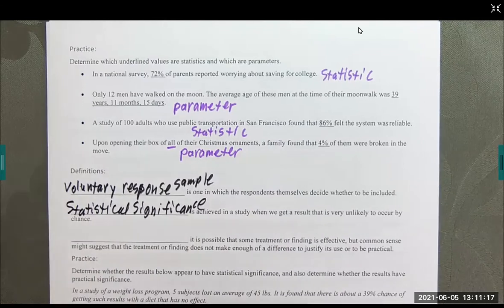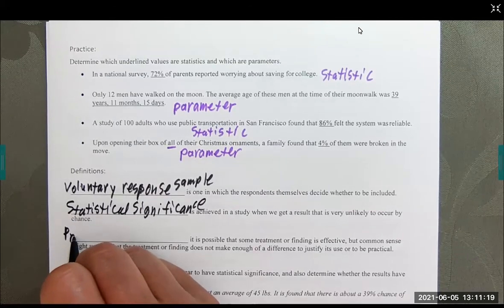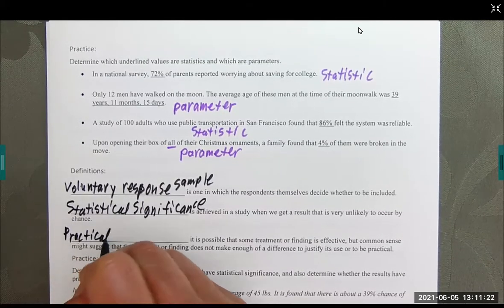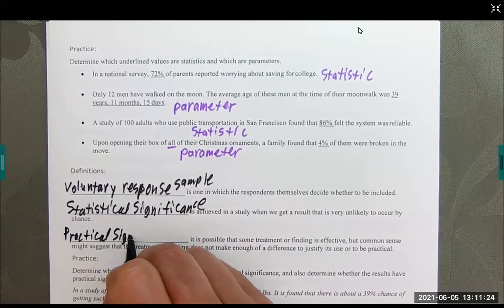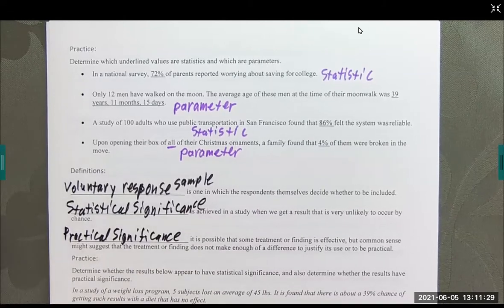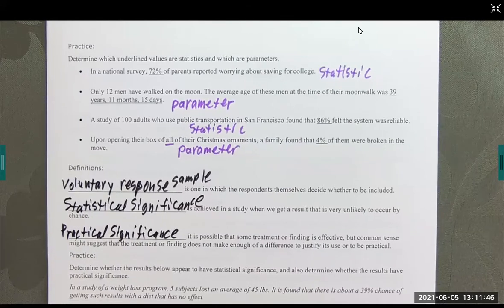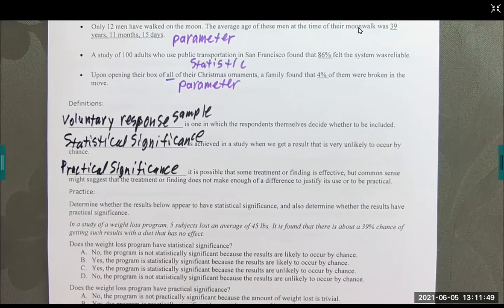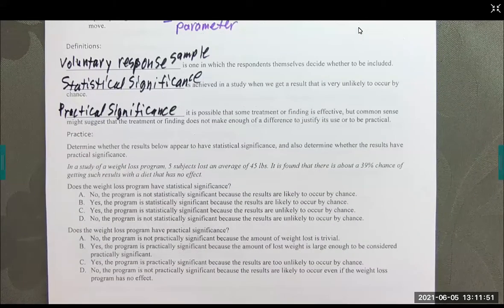And our next one is practical significance. It is possible that some treatment or finding is effective, but common sense might suggest that the treatment or finding does not make enough of a difference to justify its use or to be practical. So maybe the study says what it's trying to achieve, and then after that, you have to make the judgment call. Is that worth my time? Is that even worth doing? So let's do a little practice with that.